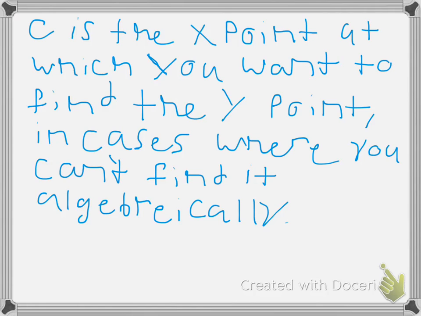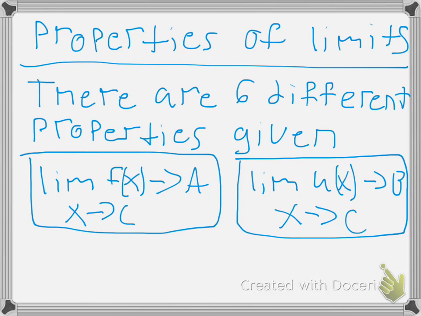Now, c, provided earlier, is the x point at which you want to find the y point, in cases where you can't find it algebraically or graphically for most times. Now, if you thought this was going to be simple, it's not.